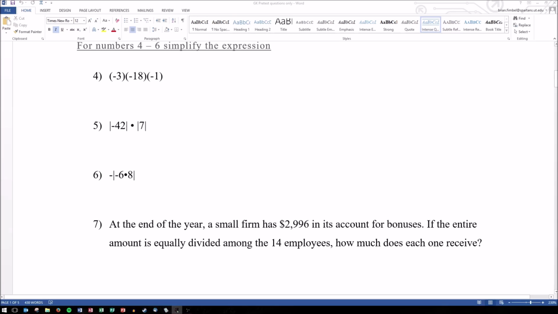All right, here we're just simply simplifying expressions. We're going to have -3 times -18 times -1. So let's switch back over. All right. So we have -3 times -18 times -1.